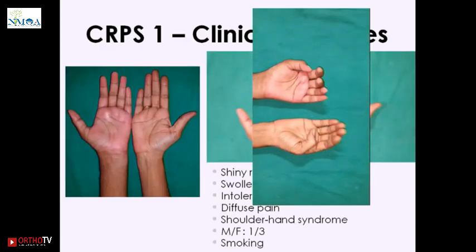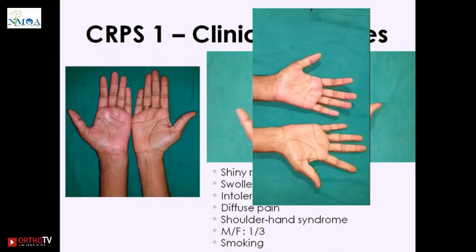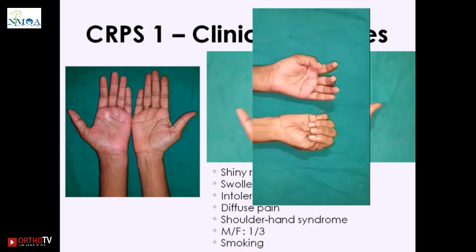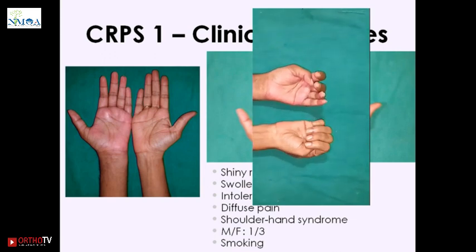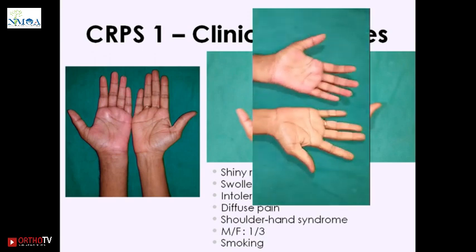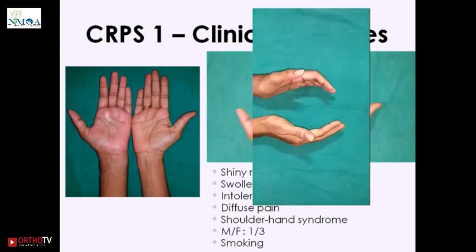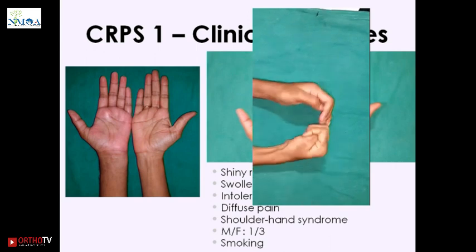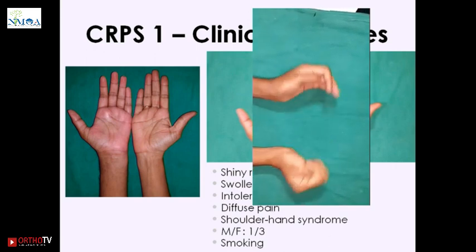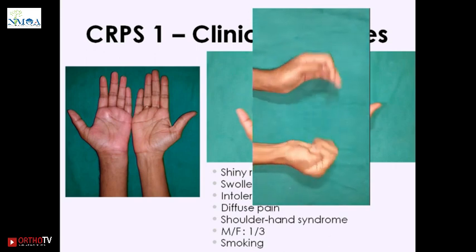So this is a patient wherein the left side is the affected side. We have got a shiny skin. The wrist and hand are swollen. Intolerance to temperature, cold temperature. There is diffuse pain, and mobility is restricted. Male to female ratio is 1:3.